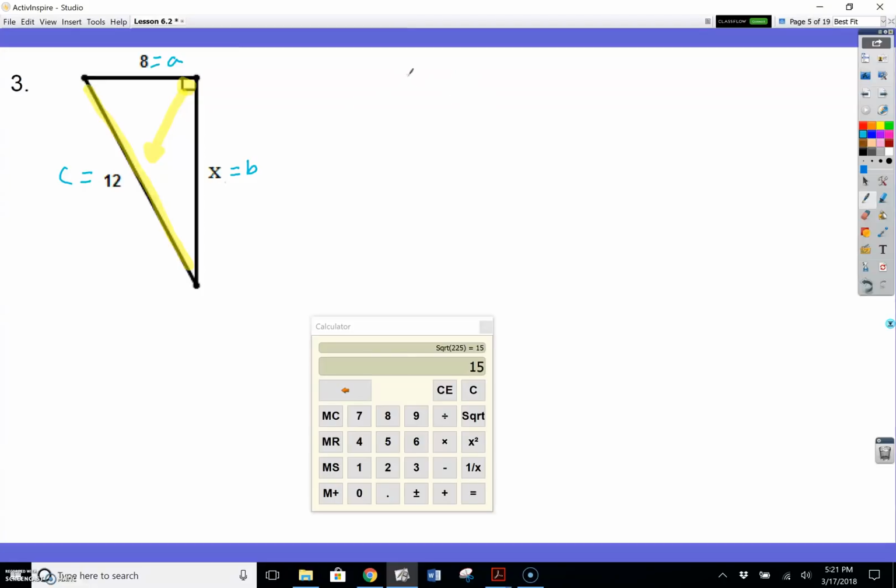Now when I plug these in, it's going to look like 8 to the second power plus B to the second power is equal to 12 to the second power. This will be 64 plus B squared is equal to 144. So if I do 144 minus 64, I'm going to get 80. Now if you notice, 80 is not a perfect square. So what I'm going to have to do is make a factor tree.